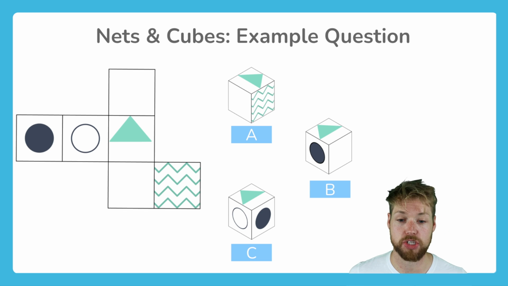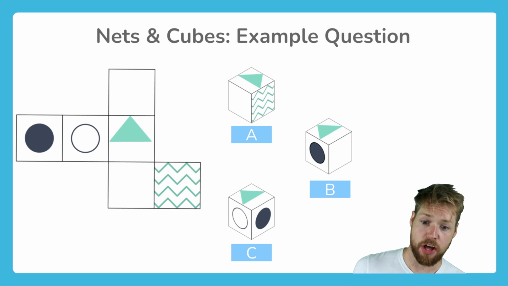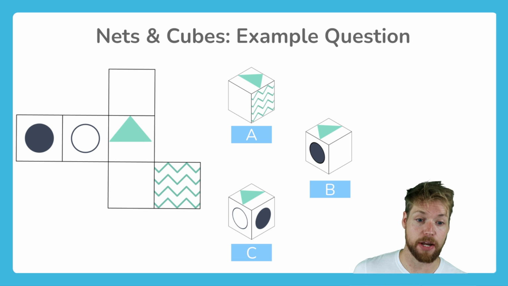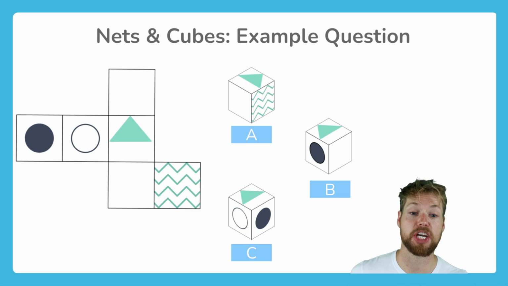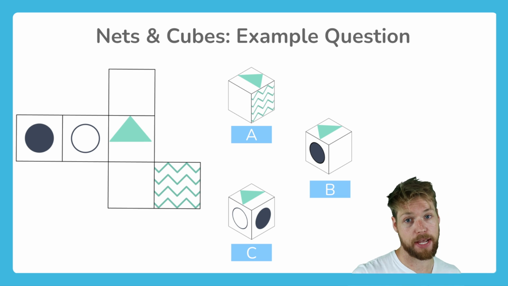Basically, in these questions, you're going to get given a net. A net is a 2D version that folds up into a 3D shape, and you're going to need to pick the cube that can be made from that net. Some of the questions will ask you which cube cannot be made from the net, so make sure you read the question properly. This example is asking which cube can be made from this net.